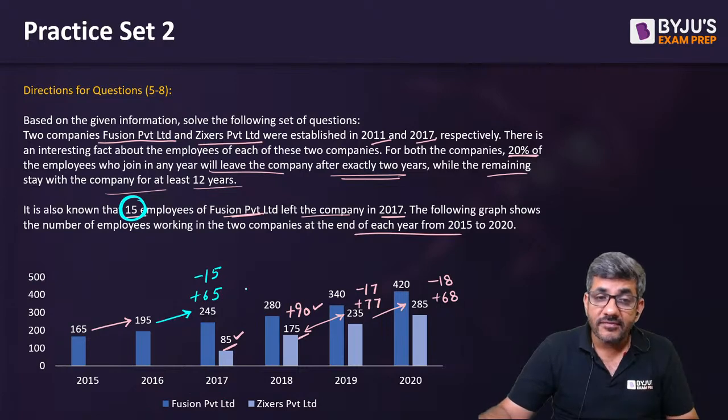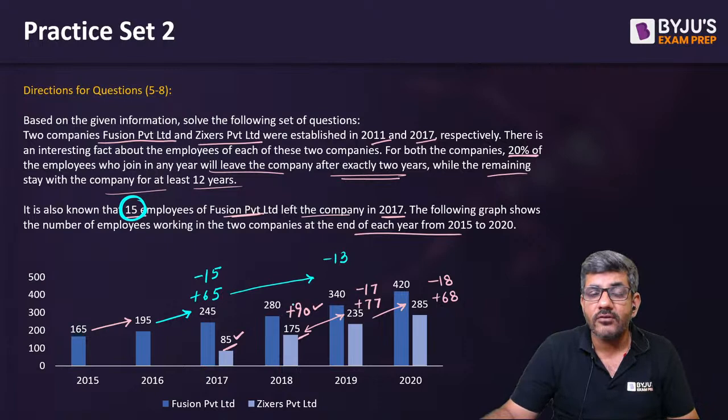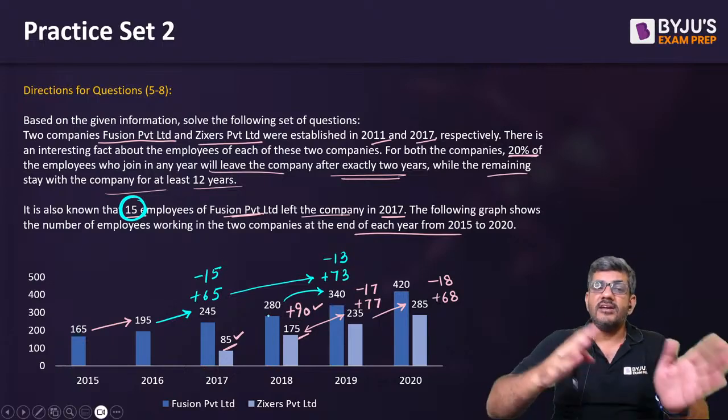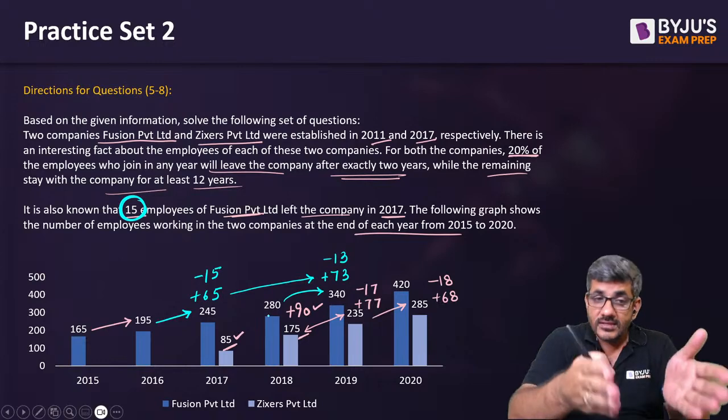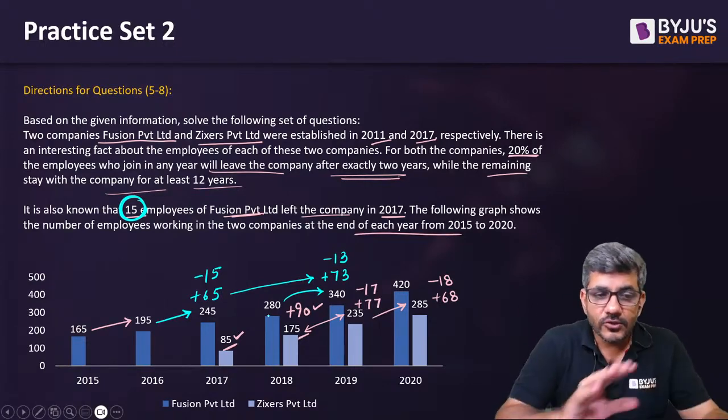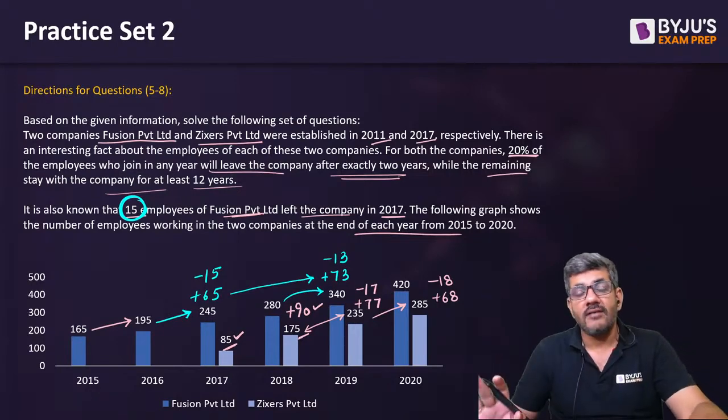Out of these 65, 20% are going to leave after 2 years. That means 13 are going to leave over here. But I see an increase of 60 in the workforce. That means 73 people would have joined. 73 came, 13 left, which is why the total workforce is seeing an increase of 60. So using this data now, I have to answer the questions.